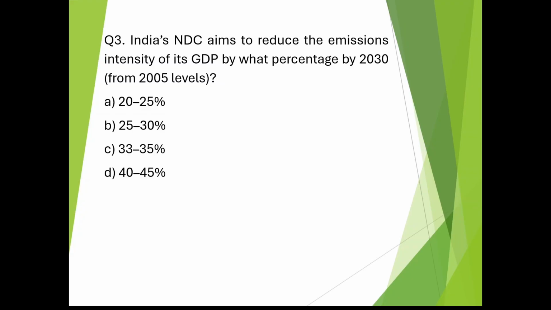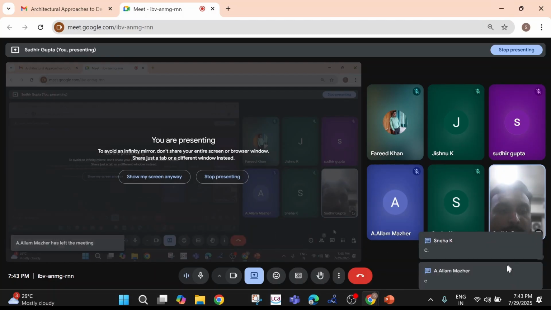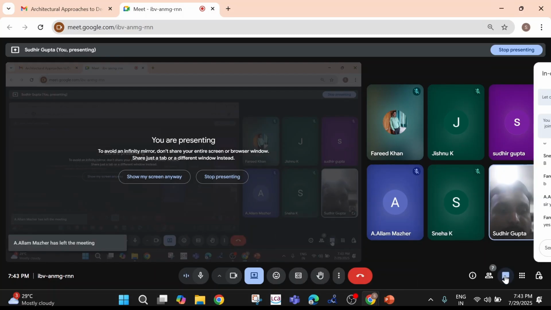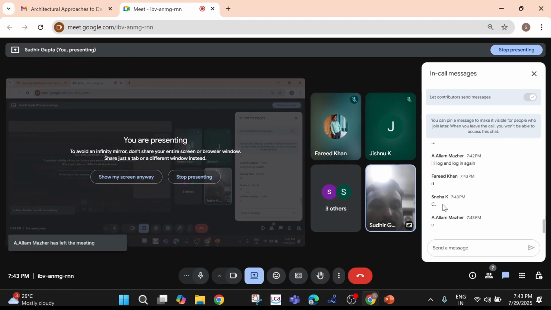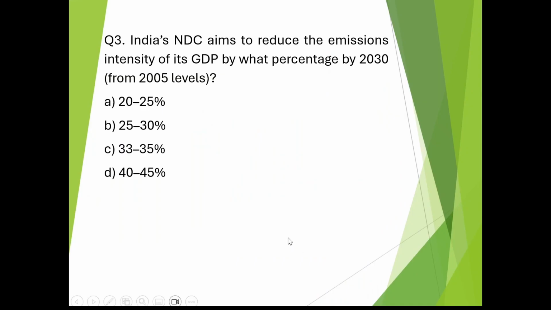Okay, now for this question I'm getting multiple answers, but only a single answer is correct for this question. So two people have answered C and one has answered D. Try to see this question again and give your final answer. If somebody wants to change, then I will be discussing it.